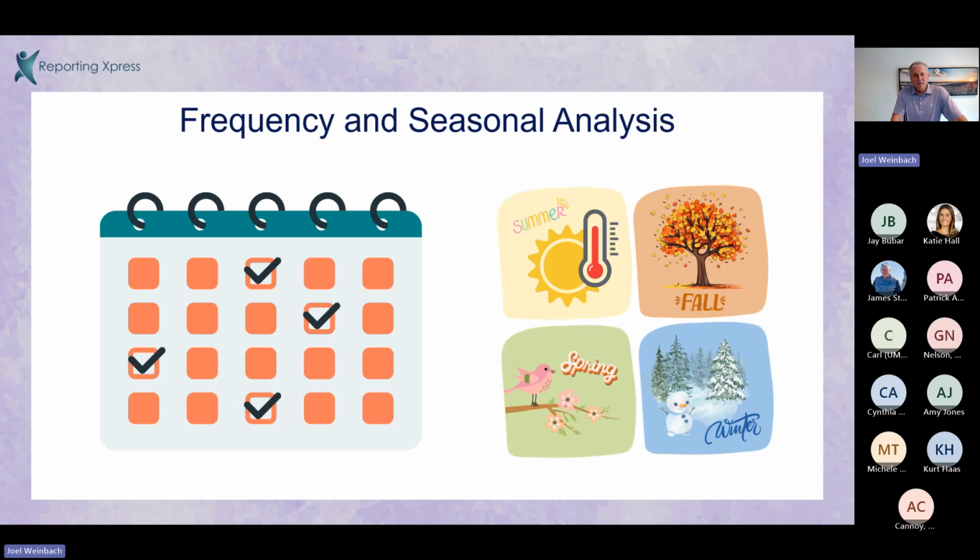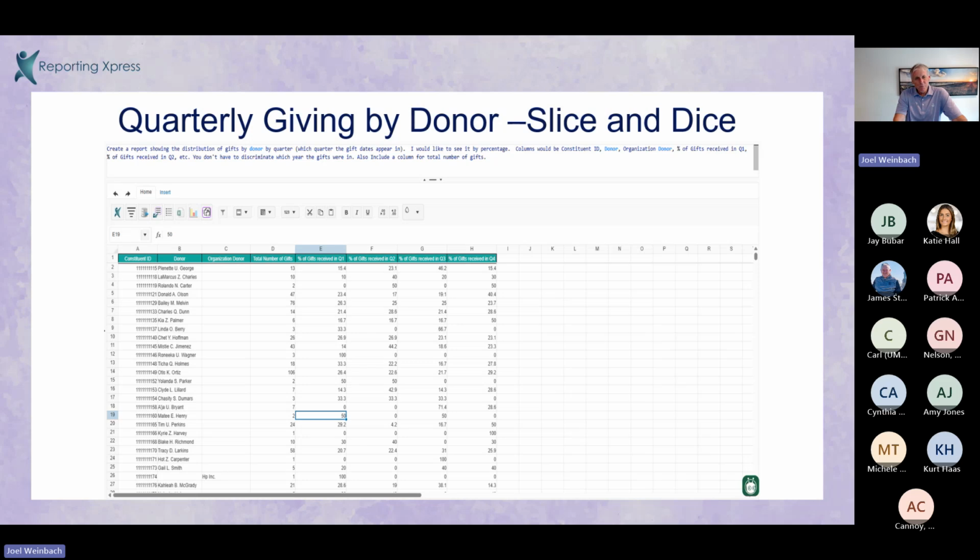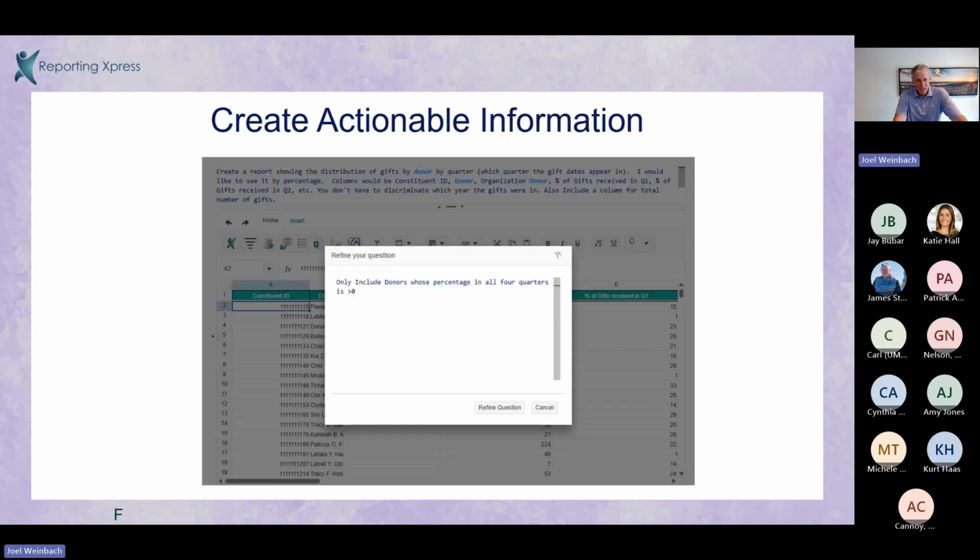All right, so now we're going to look a little bit at some frequency and seasonal analysis. The first place I like to start is quarterly. It gives you a good feel for the seasonality, and you can really just slice and dice this data pretty easily. Once you have it organized by quarter, and you can see in our system, I said create a report showing distribution of gifts by donor by quarter. And these are as a percentage. So what percentage of their gifts were given in each quarter? And then I can start to whittle that data down to create real actionable information.